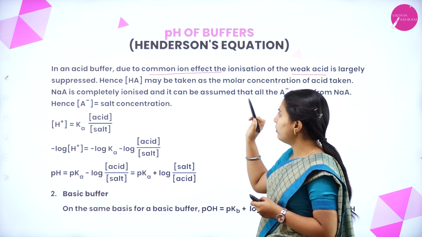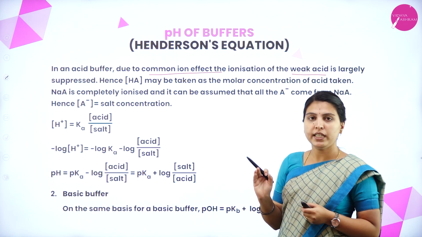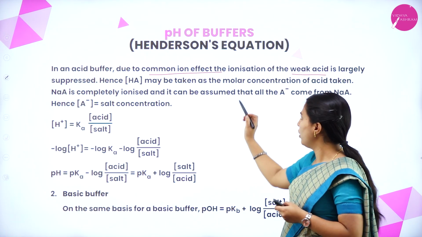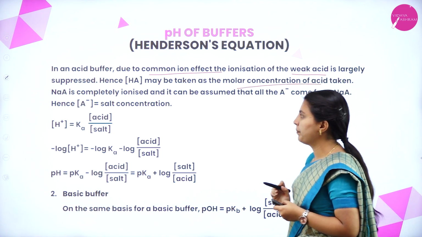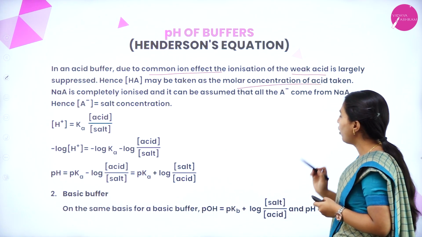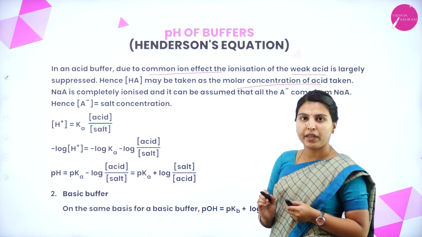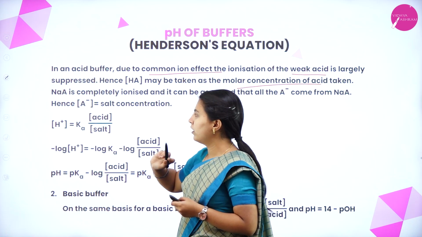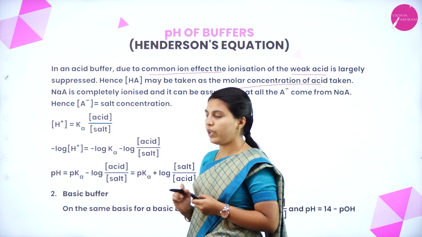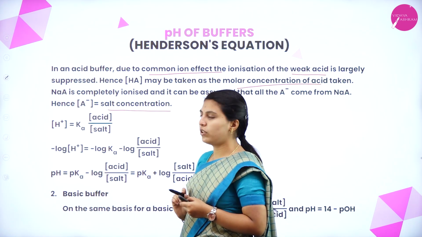Here, due to the common ion effect, the ionization of weak acid will be suppressed. That's why they are taking the molar concentration of acid taken. Next, sodium salt is completely ionized and it can be assumed that all the anions, that is A minus, come from sodium salt. Hence, concentration of A minus ion equals salt concentration. Okay, whatever concentration of A minus forms here will be considered as salt concentration.